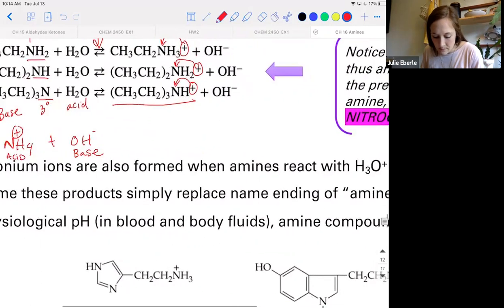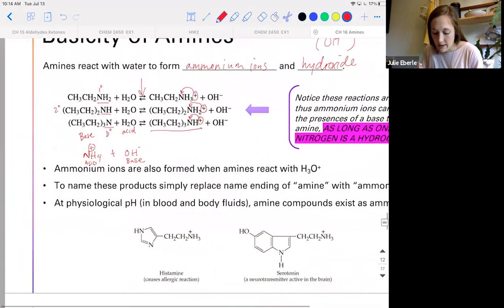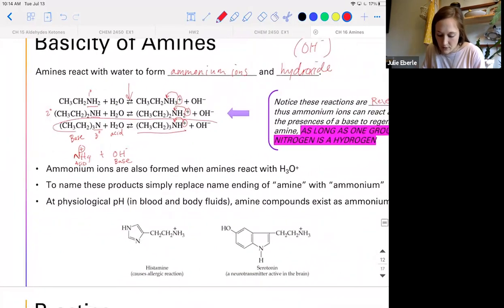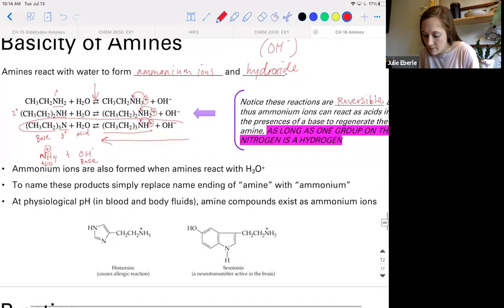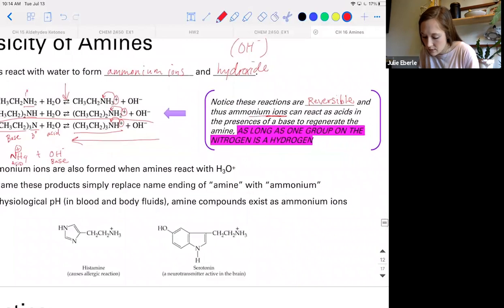Okay? And then you just run the reaction backwards, to see how the amine group acts as the acid. So what we're saying is that ammonium ions, right here, can react as acids in the presence of a base. And you regenerate the amine, but there has to be a hydrogen bonded to that nitrogen.